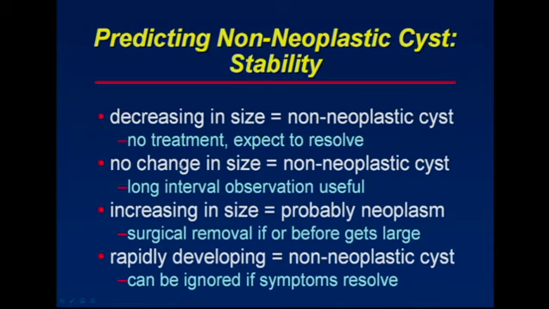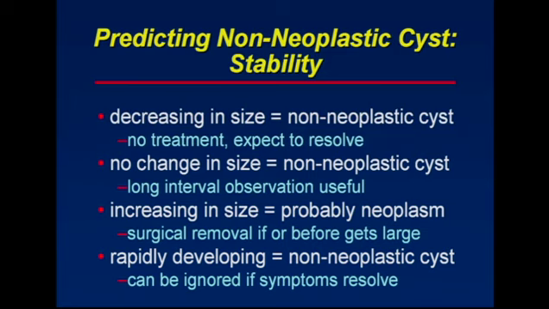If a cyst doesn't change in size, it's also likely to be a non-neoplastic cyst, assuming that you've had a long enough interval of observation. Clearly, a cyst that's been there for 10 years and not changed in size is not a neoplastic cyst. The question is, how long do you have to wait to assess the absence of change in size? And we'll discuss that in a bit.